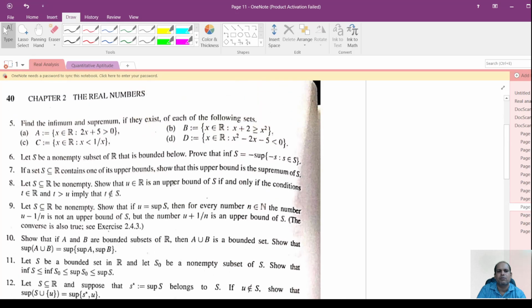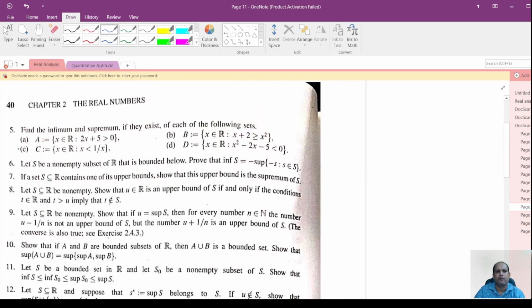Let us do question number 5, part A. What we need to do here is find the infimum and supremum, if they exist, of each of the following sets. So the 5A part is basically the set of x belonging to R such that 2x plus 5 is greater than 0.